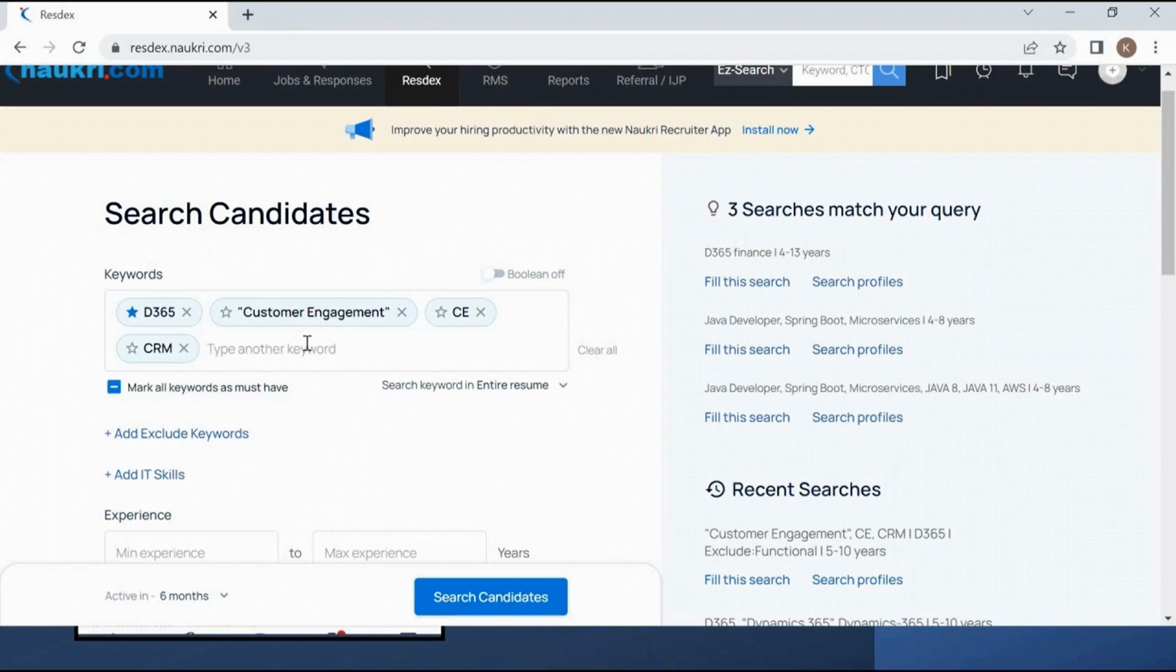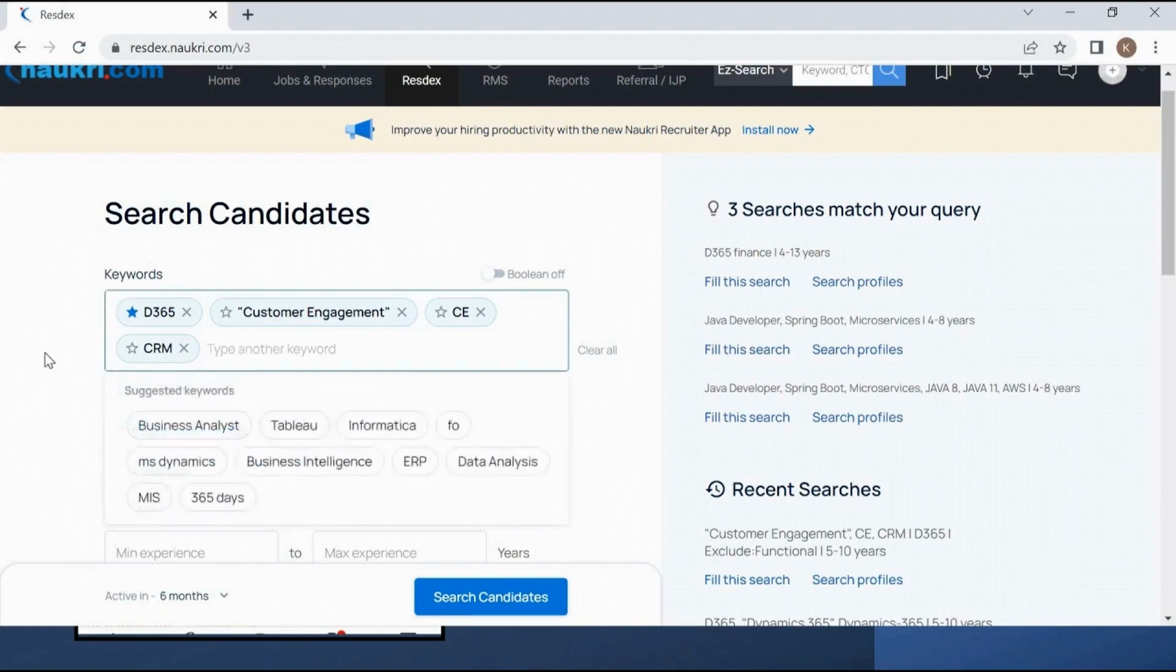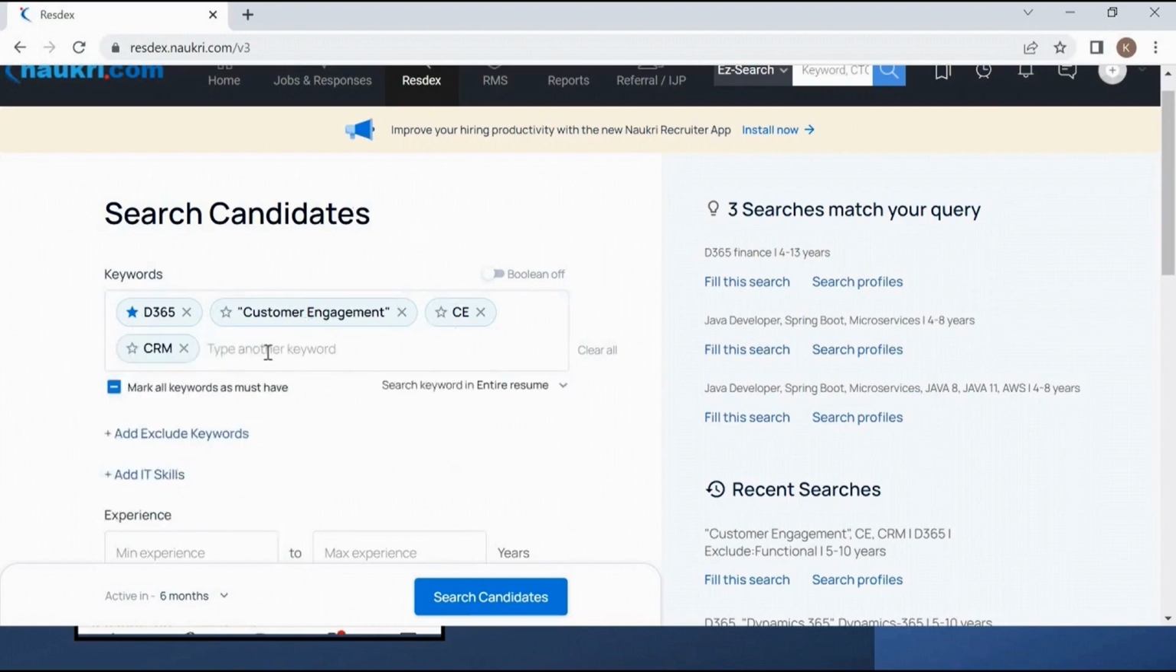So as per my understanding, the person can mention customer engagement in this way, and some candidates can use the short form CE, and some candidates can mention the CRM. CRM is customer relationship management. So as per this search, I will get the resumes in which the D365 is mandatory. In every resume, I will find the D365 because I have clicked on this star button.